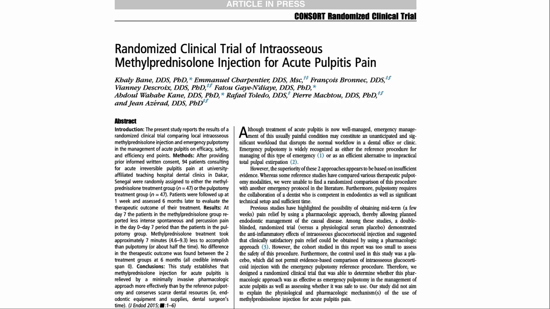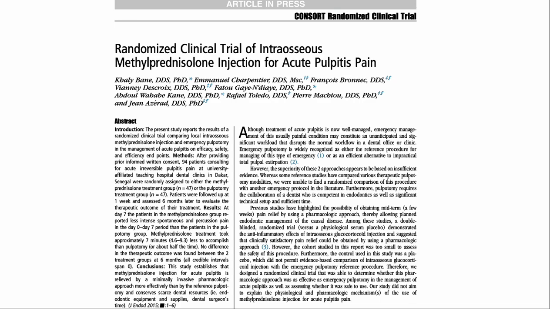However, in this article they wanted to evaluate a pharmacological approach for the emergency management of symptomatic irreversible pulpitis. So the aim of this randomized clinical trial is to compare the effectiveness and the safety of intraosseous methylprednisolone injection with the emergency pulpotomy for managing acute pulpitis.